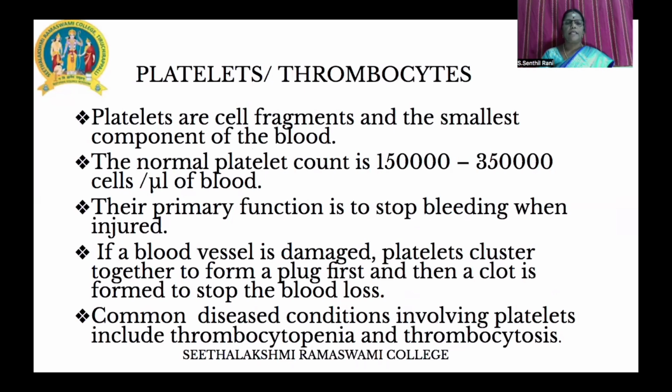Platelets or thrombocytes. Platelets are small fragments and the smallest component of the blood. The normal platelet count is 1,50,000 to 3,50,000 cells per ml of blood. The primary function is to stop bleeding when injured. If the blood vessel is damaged, platelets cluster together to form a plug and then a clot is formed to stop the blood loss.